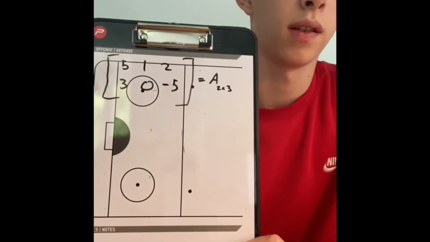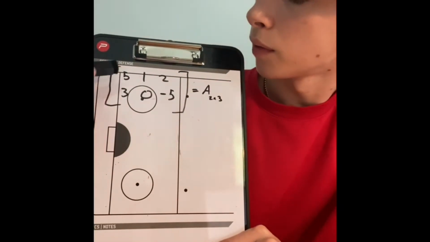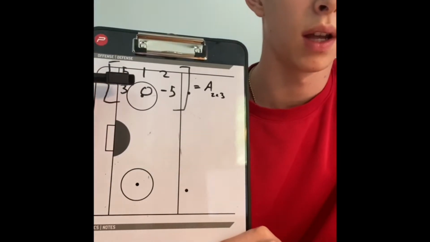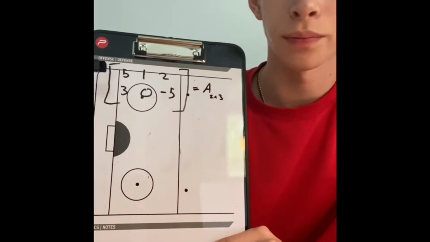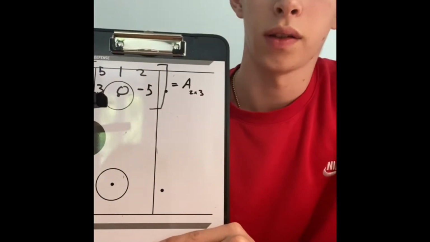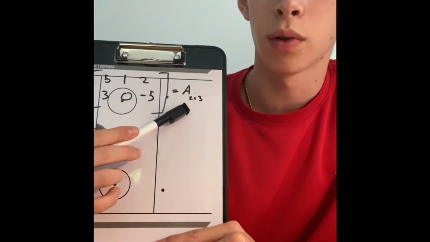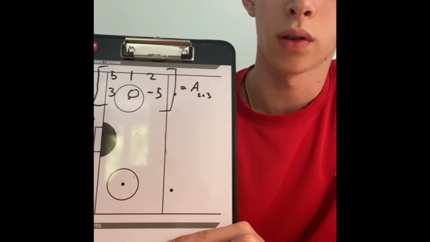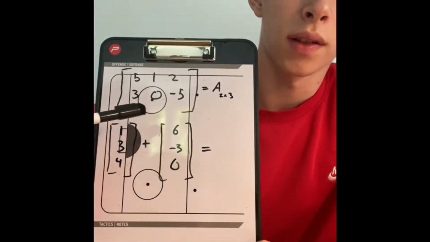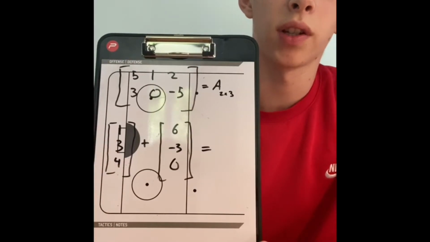And this is a 2 by 3 matrix. So you can see 5, 1, 2, 3, 0, -5, and there are two rows and 3 columns. Since it's a 2 by 3 matrix, this is what it stands for, 2 times 3, so 2 rows and 3 columns. So we're going to discuss, first of all, how to add matrices with each other.